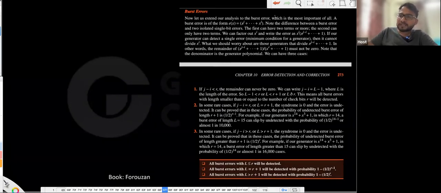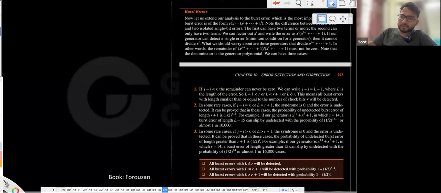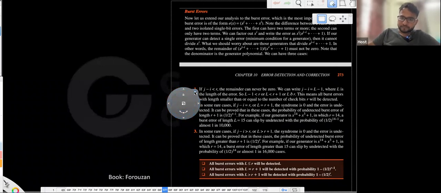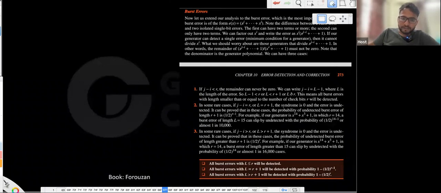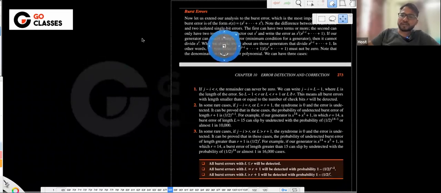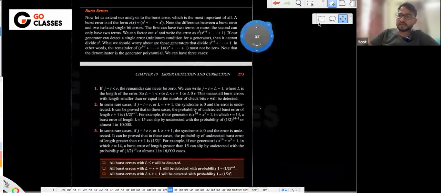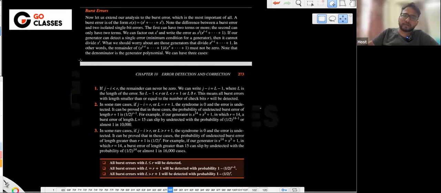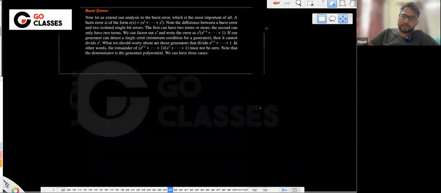Now let's just read this paragraph that I have taken from Forouzan. So this is one of the paragraphs in the book, and I have just taken that paragraph. Let me just read this. Basically, for burst errors, there are certain kinds of generators that can detect those burst errors or not. So we are just going to analyze this with this paragraph.